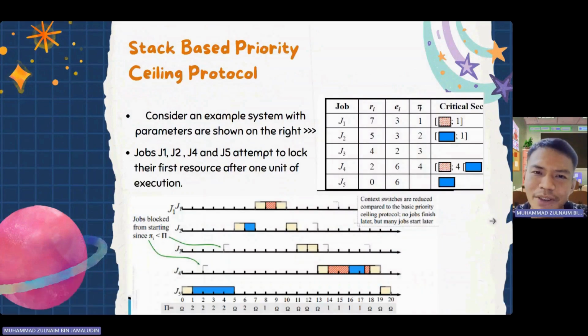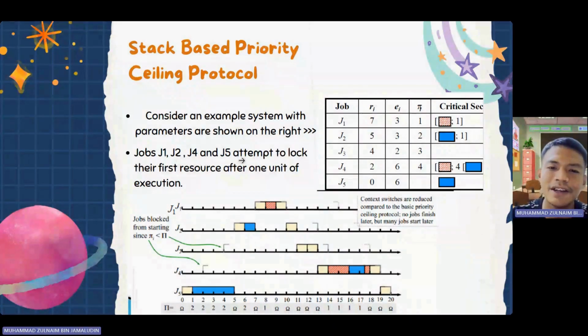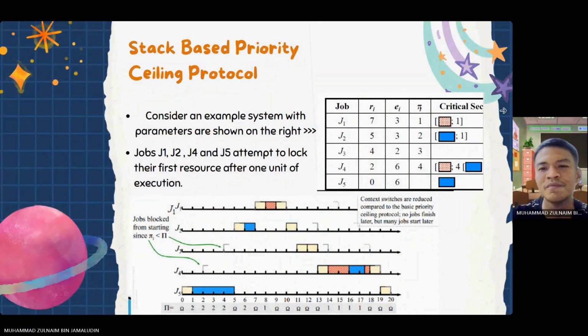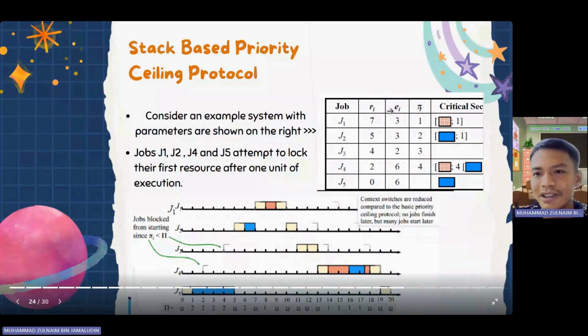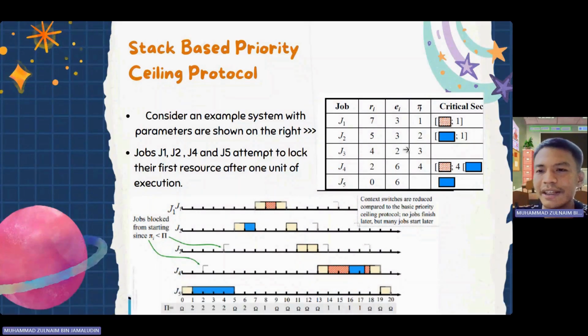Okay, for the stack-based priority ceiling protocol, consider an example system with the parameters shown on the right. Jobs 1, 2, 4 and 5 attempt to lock their first resource after 1 unit of execution. Okay, we go to job 1. The start is 7, and then the execution is 3: 1, 2, 3, and then the critical section is 1. So that means job 1 is done.